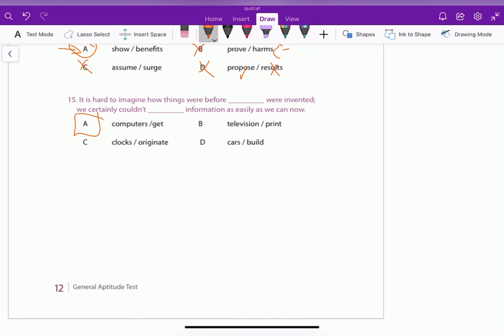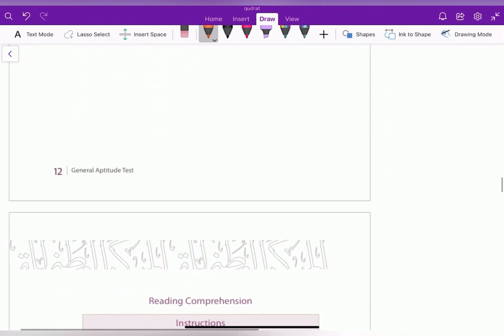How things were before television were invented. We certainly couldn't print information. No, you can't really print from a television. Or before clocks were invented, we certainly couldn't originate. No, because you can't really derive information from a clock other than the time. How things were before cars were invented, we certainly could build information. No, because you don't really build information from a car. It just gets you from location A to location B.